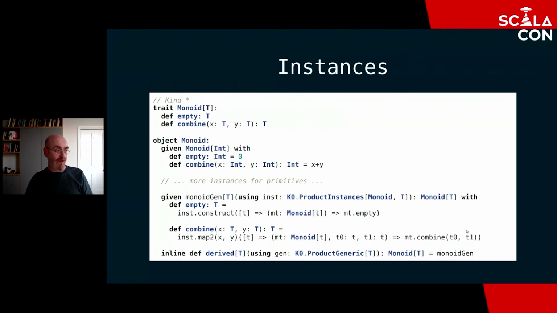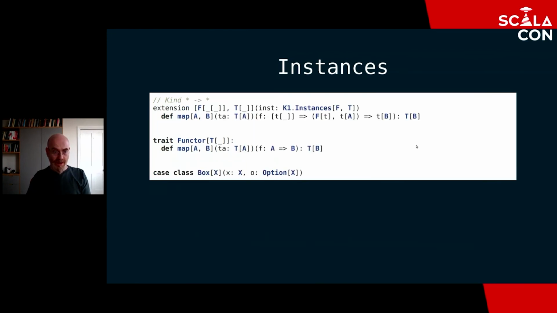monoid type class. I think I very nearly ran out of time, so I'm going to have to skip ahead to the end, I think. I'll skip over the functor derivation.